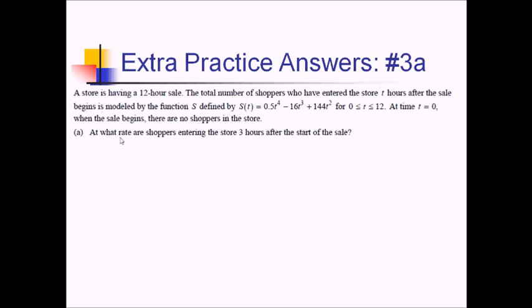All right, so for part A, at what rate are shoppers entering the store 3 hours after the start of the sale? Well, the number of shoppers is defined by S, so the rate at which they are entering is going to be S prime of t, and this is going to be S prime of 3. We're going to go ahead now and calculate this on the calculator.